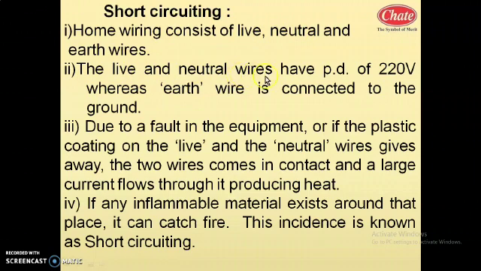The live and neutral wires have a potential difference of 220 volt. So between live and neutral wire there is a potential difference of 220 volt, whereas the earth wire is connected to ground. The earthing wire is connected to the body part of the electric equipment. If current becomes available in the body part of the electric device due to some problem, it will be transferred to ground by this earthing, so that the person using that electric device does not get a severe shock.